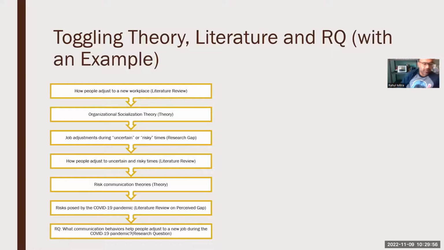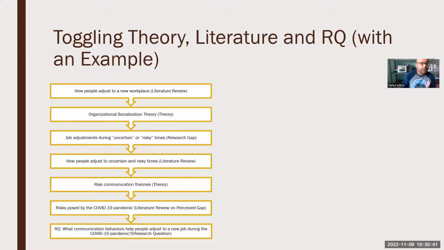In the example paper that we've been talking about, how people adjust to the workplace after COVID-19, you would start with a literature review about how people adjust to a new workplace. This explains the context. As you look at this prior literature, chances are you would zero in on organizational socialization theory, which is really profound and well suited for this adjustment process. As you go through the theory and the literature review, you're probably going to identify a gap in the research: there's a gap in terms of how people adjust during uncertain or risky times.